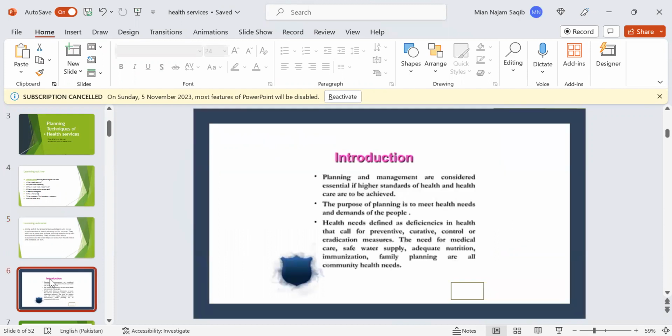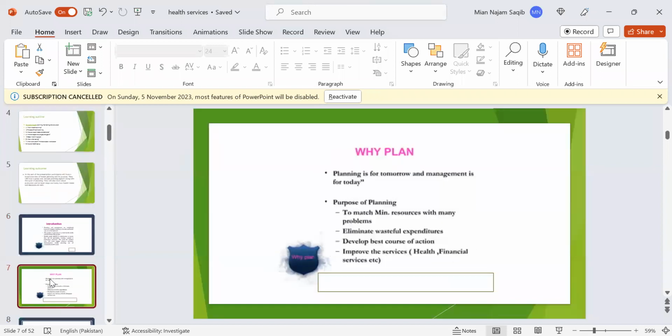Planning and management are considered essential if higher standards of health and healthcare are to be achieved. The purpose of planning is to meet health needs and demands of the people. Health needs are defined as deficiencies in health that call for preventative, curative, control, or eradication measures. The need for medical care, safe water supply, adequate nutrition, immunization, and family planning are all considered community health needs.